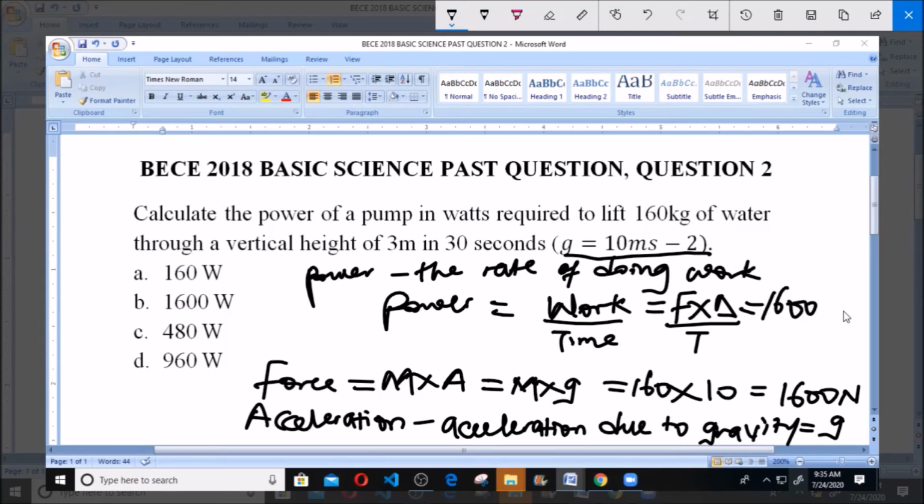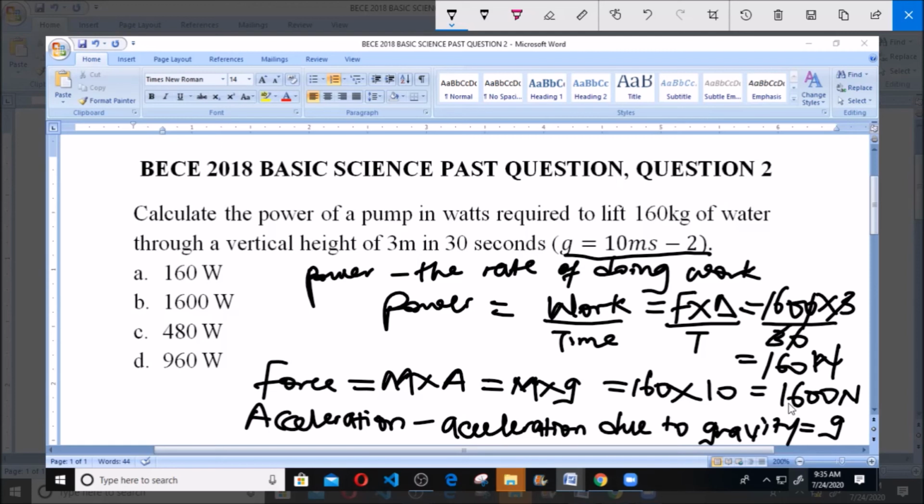So 1600 multiplied by our distance, which is 3 meters, and our time is 30 seconds. So now we cancel this 0 here, and the 3 here, we cancel this 3. So we are left with 160 watts.